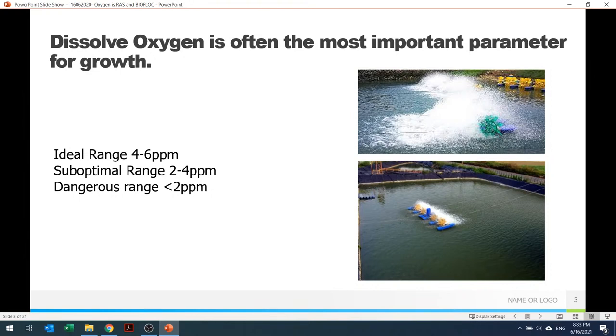It's not uncommon to see a one hectare pond running on a biofloc system running 30 horsepower of aerators, whereas a similar one hectare pond not running on any biofloc system, just changing water, might be running somewhere about 8 to 10 horsepower. So you have to understand that the requirement of aeration is not really consistent across different ponds.